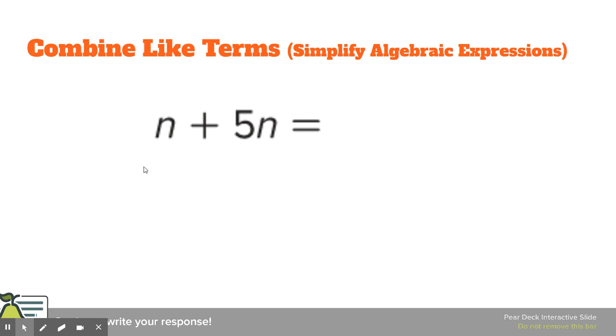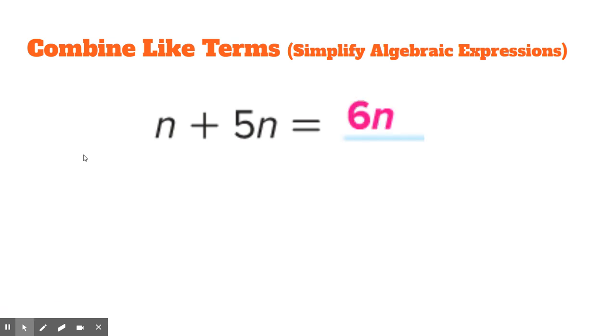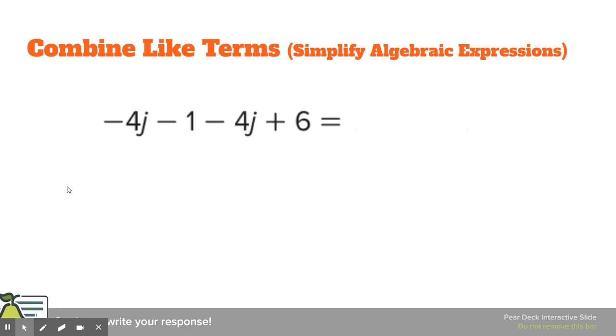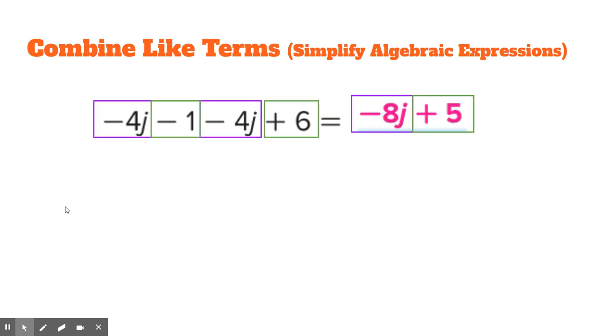Combine like terms. What's n plus 5n? Drum roll, please. 6n. Next: negative 4j minus 1 minus 4j plus 6. A lot of negatives in there. Okay, you paused it. You're back. Welcome back. Hopefully you got negative 8j plus 5. Negative 8j for the negative 4j's. You put those together, negative 4 minus 4, you get negative 8. Negative 1 plus 6, you get positive 5.